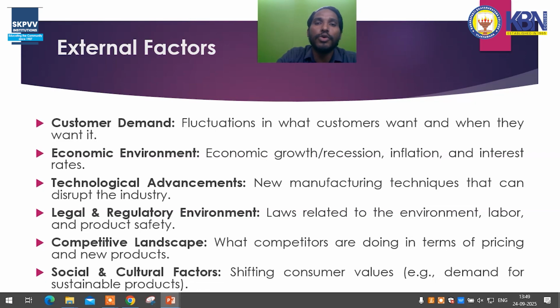Here we are going to be the leaders in our market because we are going to have a competitive advantage over the competitors that we are competing with. In terms of pricing and new products, there is a huge demand for that. And social and cultural factors: shifting consumer values, demand for sustainable products. Here the shifting of consumer values, like demand for sustainable products, is affecting our production and operations management.